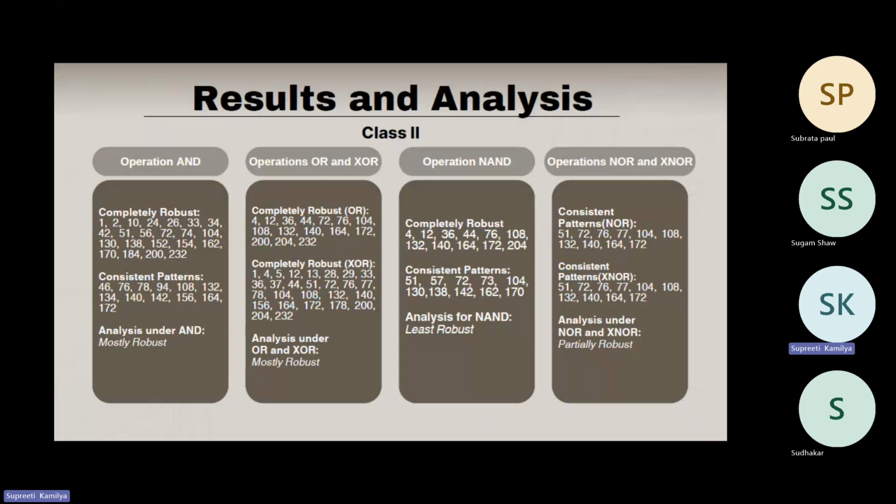Operations OR and XOR are completely robust. Under these, again, these rules did not have any perturbations. There were no changes in the heat map when introduced the OR and XOR operations for both of them, and the analysis was that they were again mostly robust.